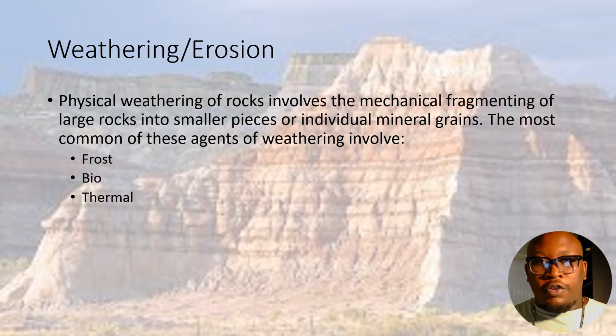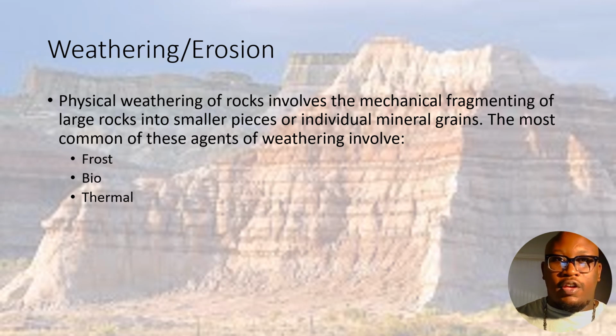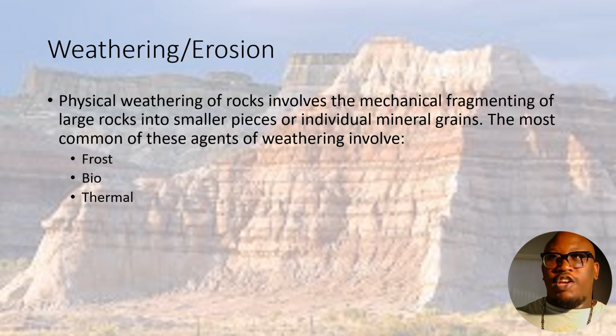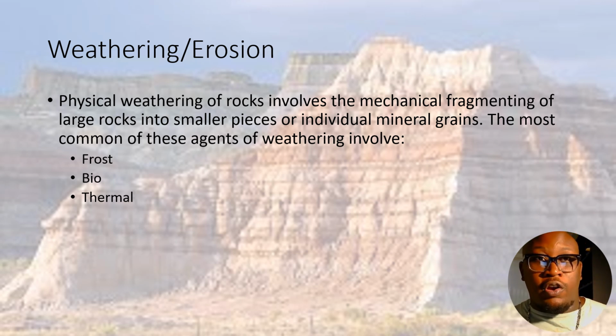So there are two types of weathering: physical and chemical. Physical weathering is basically the rock being broken down by some physical object, and the chemistry of the rock is not changed. A good example of physical weathering would be biological. You can see trees, especially here in the Blue Ridge Mountains, and how their roots are digging through the rocks. That's a good example of biological weathering.